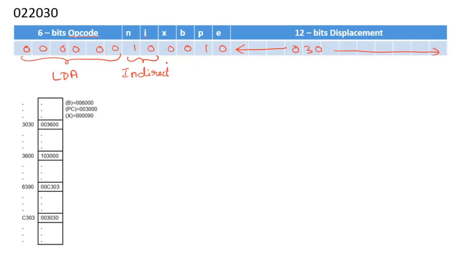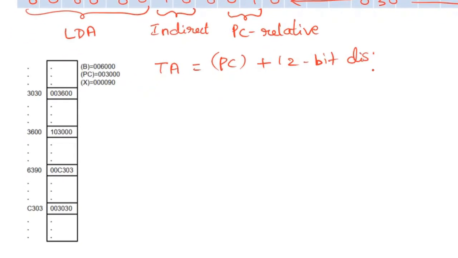X is 0, so no indexed addressing. B and P should be processed together. P is 1 means this is PC relative. E is equal to 0, thus this is format 3. Now how to compute the target address? PC relative, how to compute the target address? PC contents has to be added with the 12-bit displacement. PC is 3000, displacement is 030, target address is 3030. So target address is 3030.